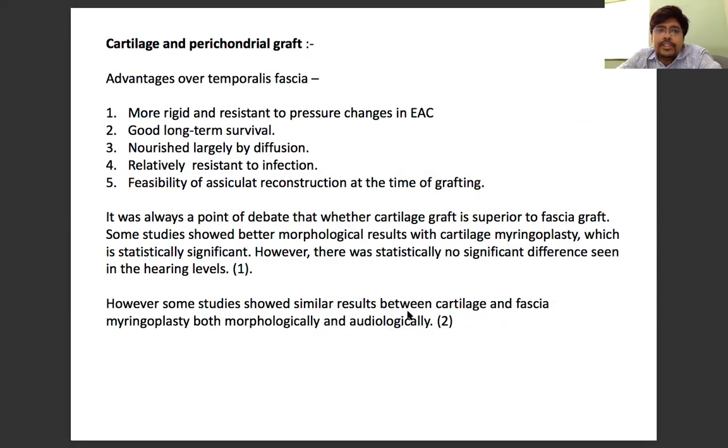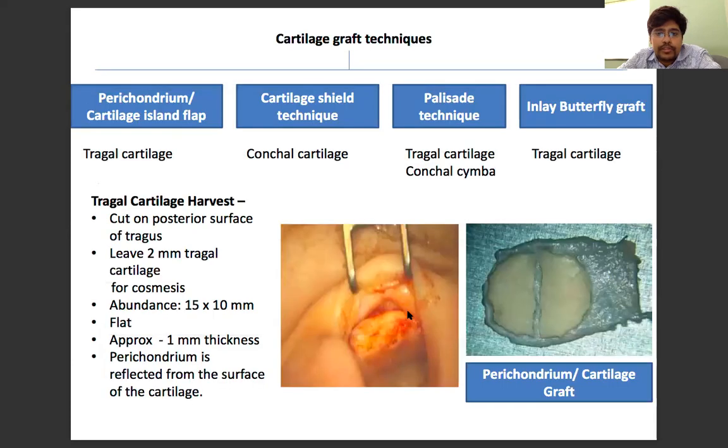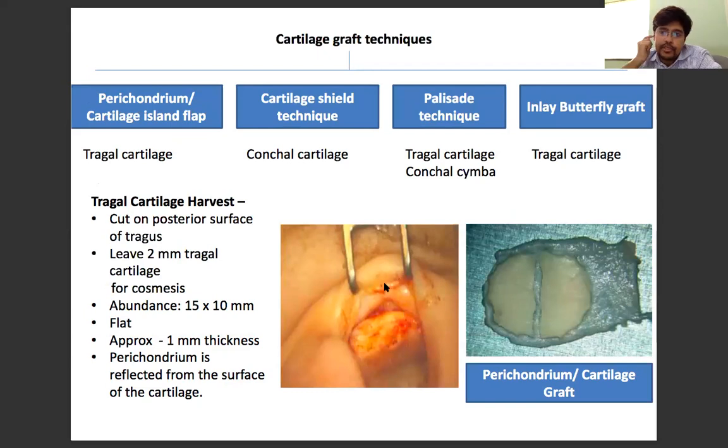Now, advantages of cartilage and perichondral graft. See, I'll tell you what cartilage is. This is the cartilage which you harvest from the tragus. If you touch your tragus, it gives a firm feeling. While if you touch your elbow, that gives a hard feeling. That is bony hard. This is firm. This is a tragal cartilage.